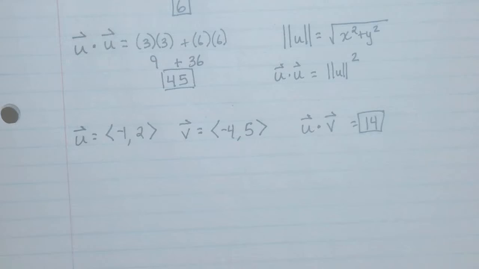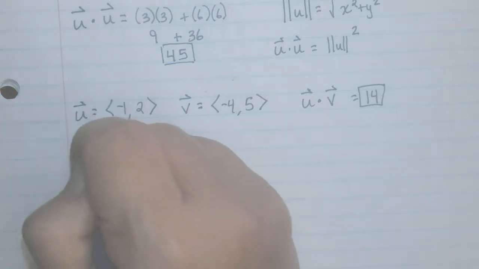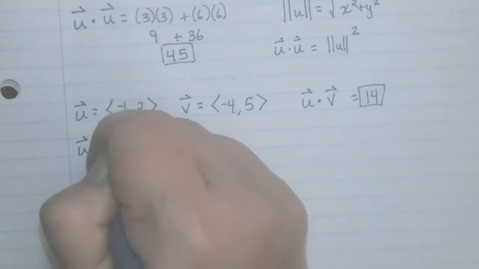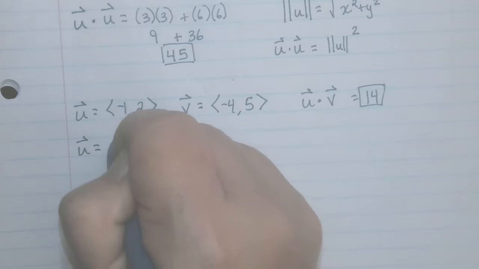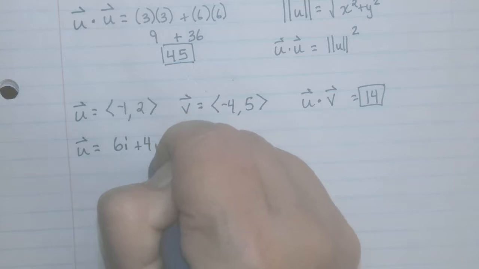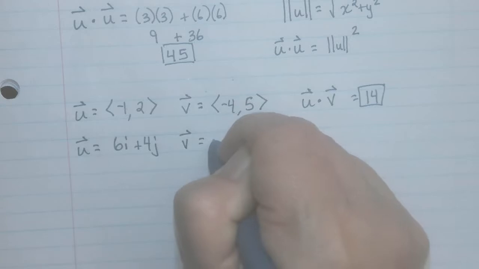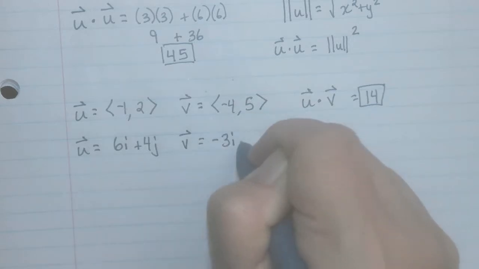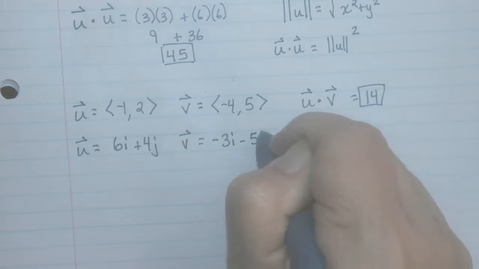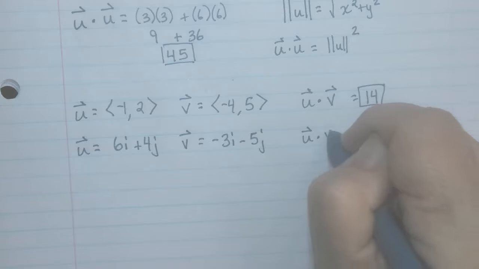So the other part that we need to do with dot products is just to be able to do them if your vector is written in linear combination form instead of component form. So hopefully you will see that it's not any different. But if I have vector u and I have it written out as 6i plus 4j, and then vector v is written as negative 3i minus 5j, and we want to be able to find u dot v.